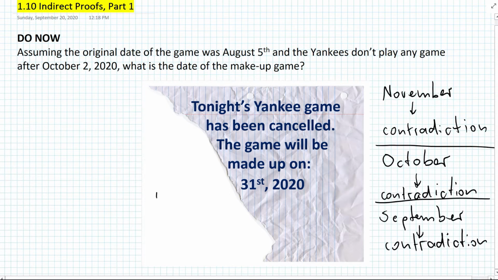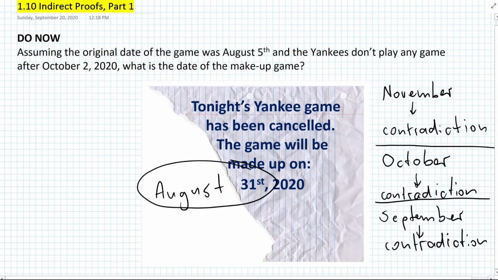So now we're going to write August. And would August work? Well, it says here that the original date of the game was August 5th, right? And they don't play any games after October. So obviously we have October and November contradicting because they don't play any games after October 2nd. Plus September because we don't have 31 days. We only have 30 days in September. So the only one that works is actually August, okay? Now, the answer is August here.